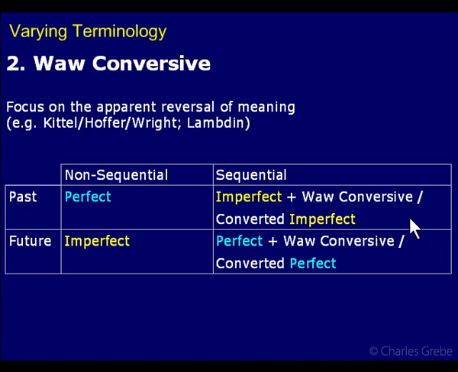And so grammars like Kittel, Hofer and Wright, as well as Lambdin, use this terminology, imperfect plus Vav conversive, and perfect plus Vav conversive, or the converted imperfect, converted perfect. So it's as if this special Vav is converting a verb form from a past to a future and a future to a past. Now Lambdin is the first text I used, which is probably why I sometimes flip into using Vav conversive instead of Vav consecutive. So, okay, that's a second way.